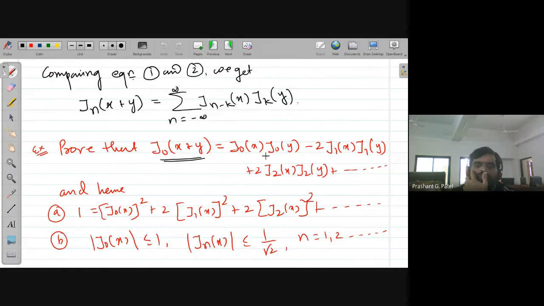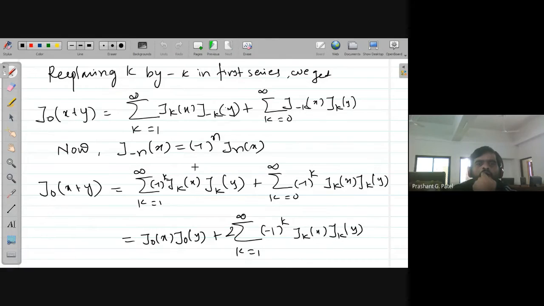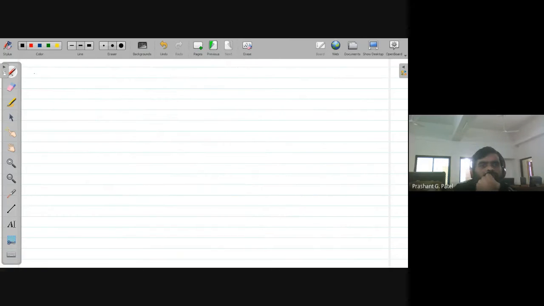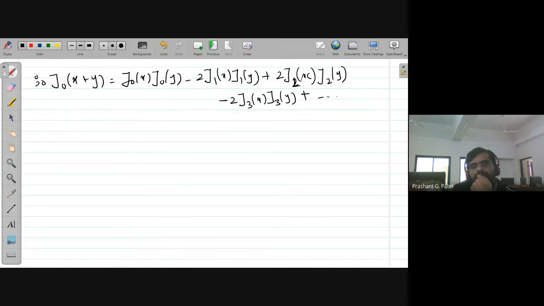We have to prove that J0 x into J0 of y, and this series will have the alternating sign. That means if I expand this one, we achieve what we have. So therefore we can write J0 at x plus y will be J0 at x, J0 at y, minus 2 times J1 at x, J1 at y, plus 2 times J2 at x, J2 at y, minus 2 times J3 at x, J3 at y, plus so on.